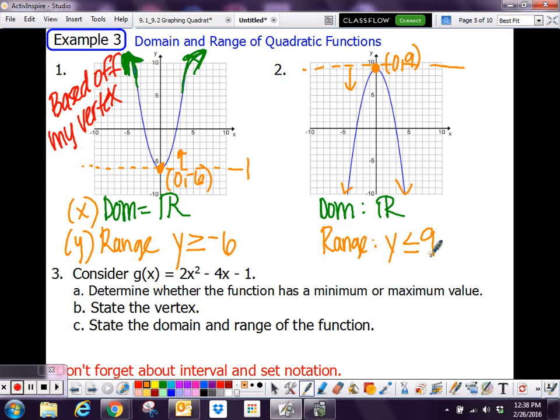That's domain and range. If you do not have a graph in front of you, you will have to type the equations. Now, these didn't have equations because it was already graphed. But you would normally have to type them in your calculator, graph them, find the vertex, and then you have to get your domain and range from that.